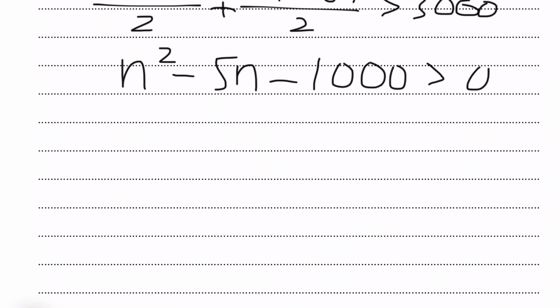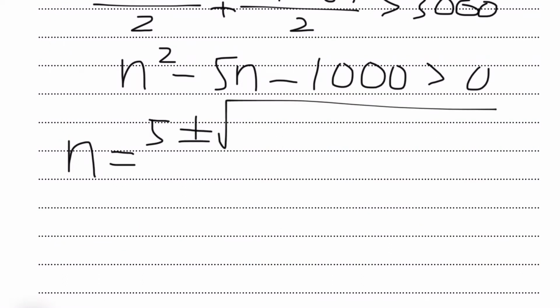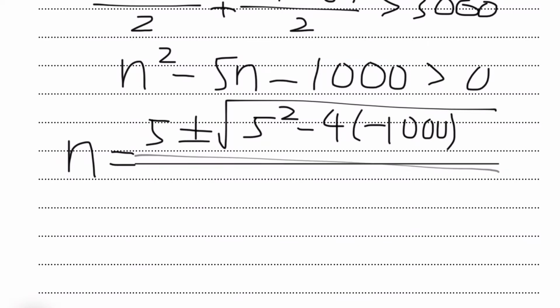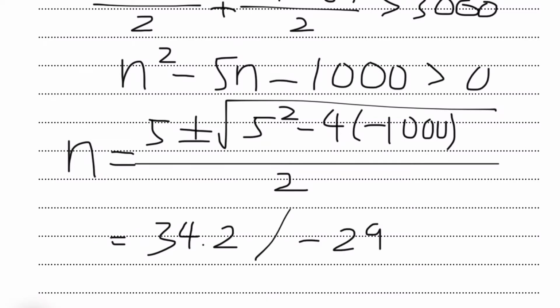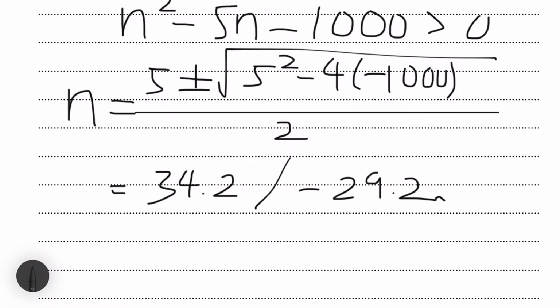So your n will be 5 plus or minus the square root of 5 squared minus 4 multiplied by -1000, divided by 2. So you will either get 34.2 or -29.2, but a number of terms cannot be a negative number. So your number n must be 35 and above. Notice how I don't use 34 because 34 is still below 3000.